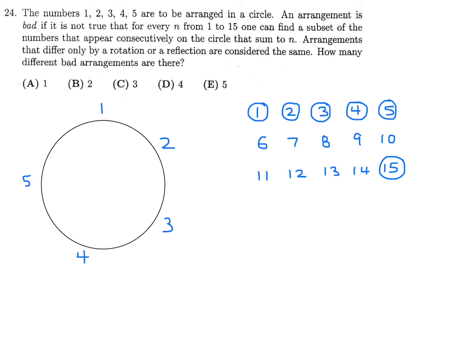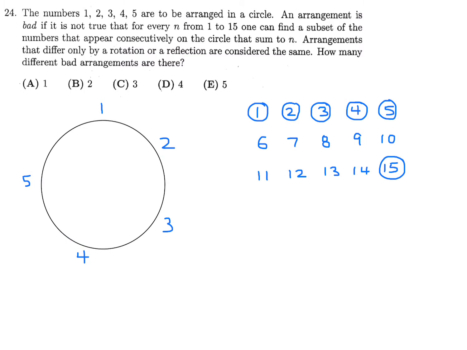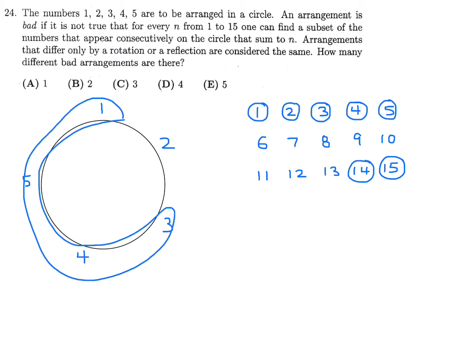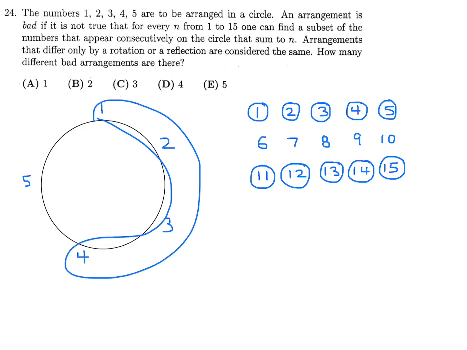No matter what order these numbers are in, all I have to do is choose all of them except the 1. And as you can see, they're consecutive, and they will add up to 14. Very similarly, if I circle all of them except the 2, they will add up to 13. If I circle all of them except the 3, they will add up to 12. If I circle all of them except the 4, they will add up to 11. And finally, if I circle all of them except the 5, they will add up to 10.